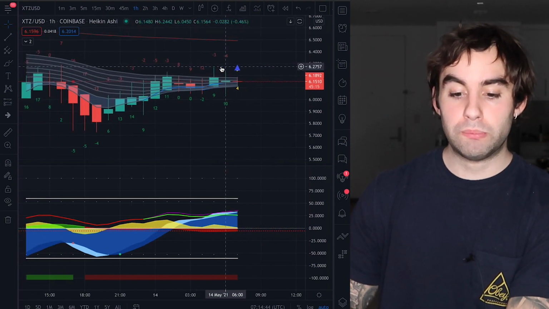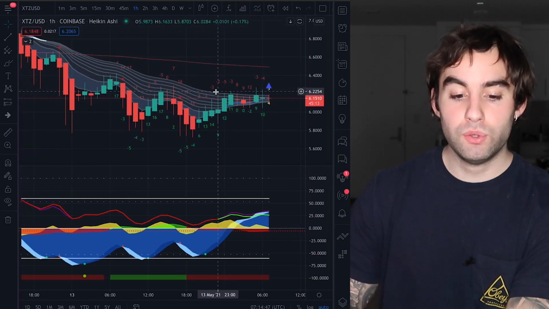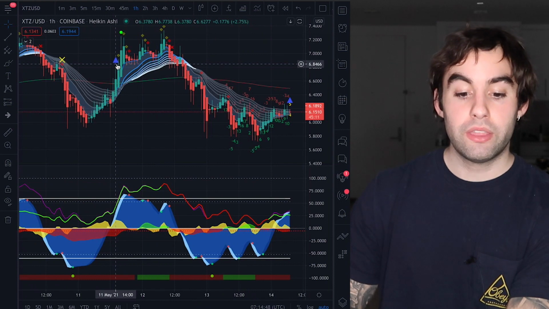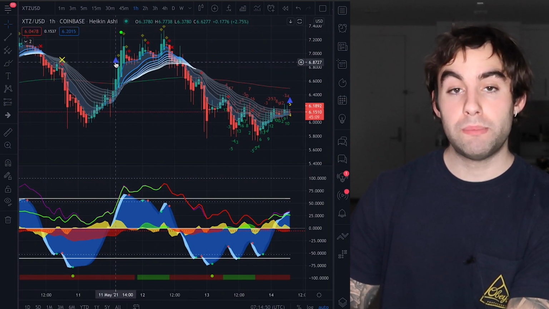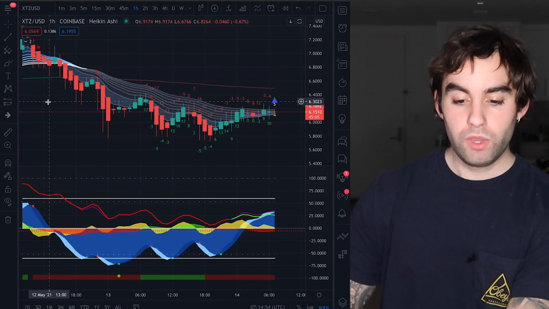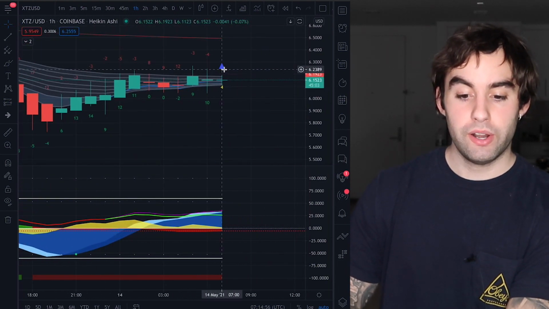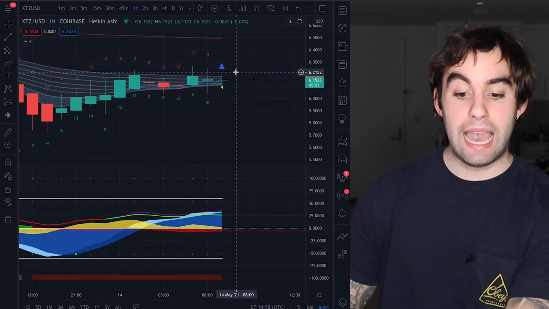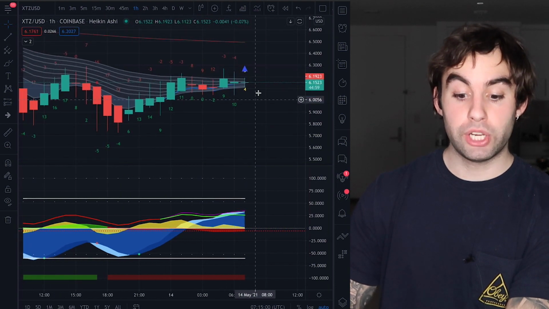Now you see this little blue arrow pointing up. Now if you look at the other little blue arrows, this means that we're on an uptrend and we're more than likely going to be pushing up. So with that being said, you can see right here that it went ahead and indicated on the hour that we're more than likely going to be pushing up over here.